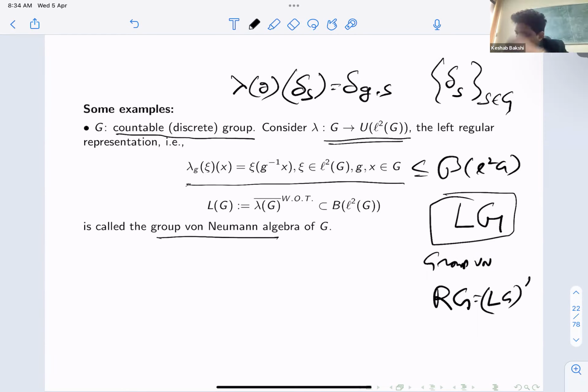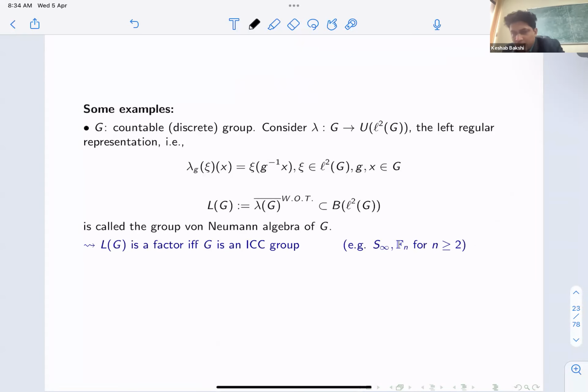And as you know, there's a famous open problem called the free group factor problem. It is not yet known whether L(F_m) and L(F_n) are isomorphic as von Neumann algebras or not for m not equal to n. A lot of structure is not well understood in the group von Neumann algebra in some sense. But on the other hand, this is the simplest example of a non-trivial von Neumann algebra.